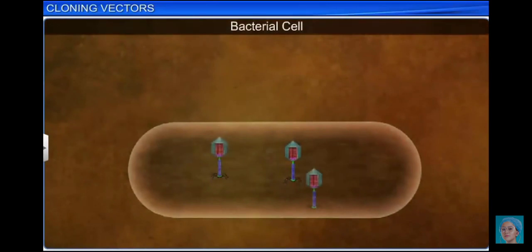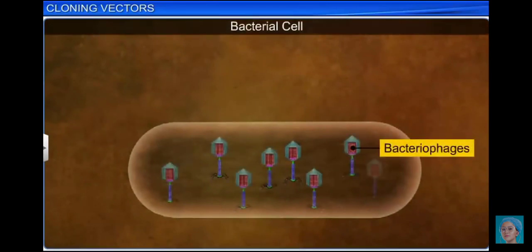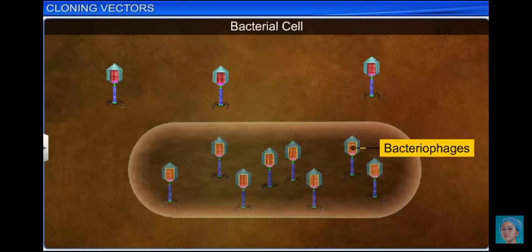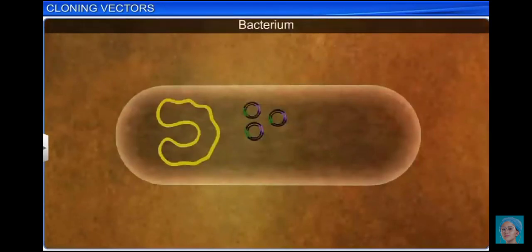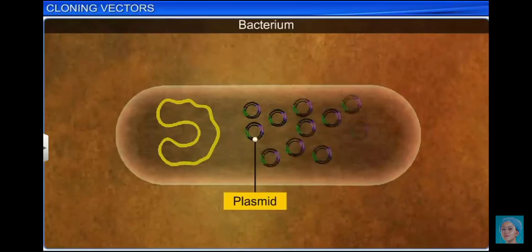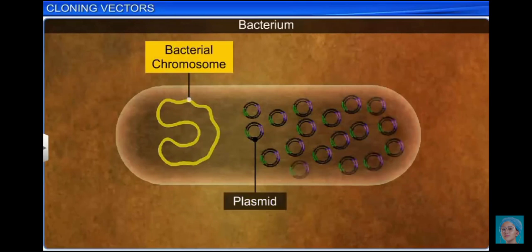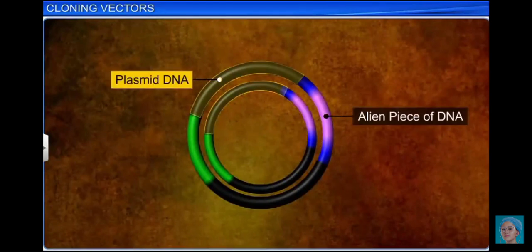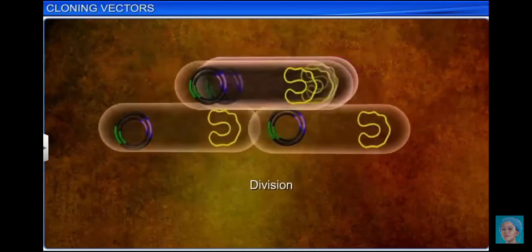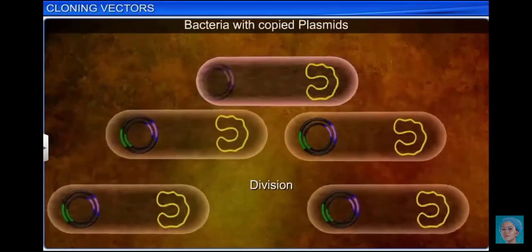Typically, the number of bacteriophages per cell is quite high. Therefore, the copy number of their genome in the bacterial cell is also quite high. On the other hand, the copy number of the plasmid genome varies from 1 or 2 copies to 15 to 100 copies per bacterial cell or more. When we link an alien piece of DNA with bacteriophage or plasmid DNA, we can multiply its number to be equal to the copy number of the plasmid or bacteriophage.